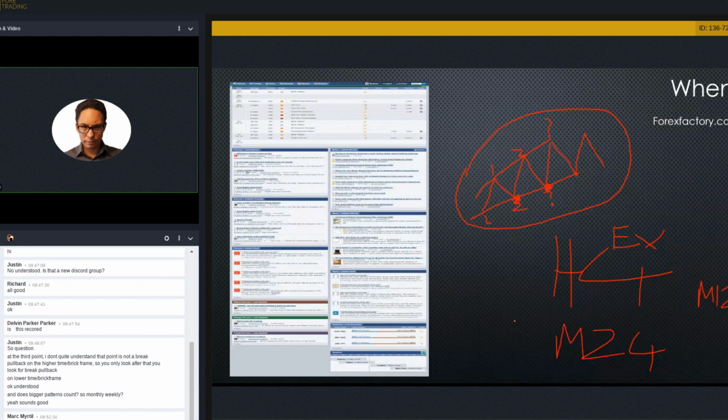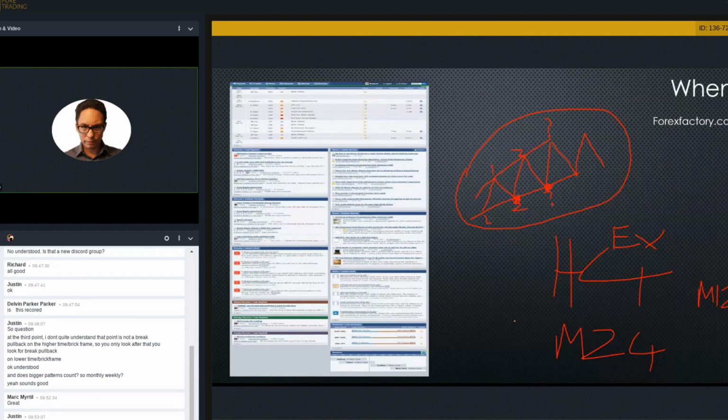So I will speak to you in the Discord group. Thanks a lot for joining, and just do that homework. H4, M24, M12, just dump a whole lot of charts and draw your pattern and structure, like this here. That's all that we want. We want to make you try and identify the where, and the where is at the extremes.